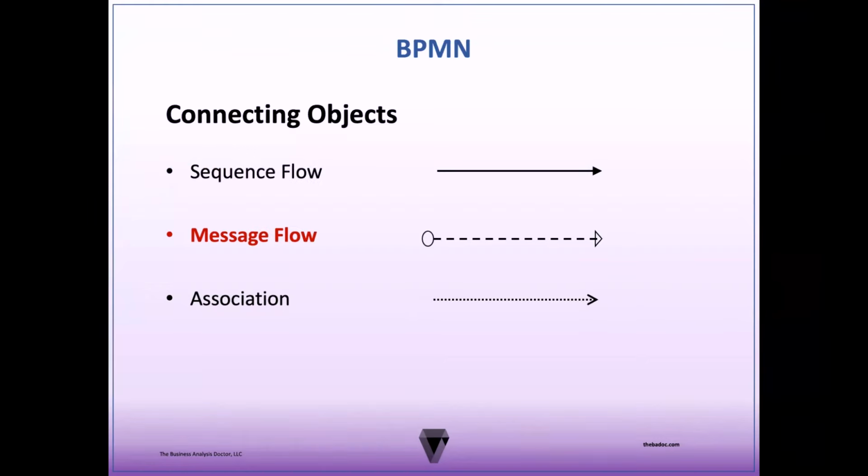A message flow shows the flow of messages between 2 participants that are in separate pools. They are not used to connect objects within the same pool. Message flows are drawn with a single dashed line with an open circle at the start and an open arrowhead at the end. Associations link information and artifacts with the other BPMN objects. Associations are drawn with a single dotted line.